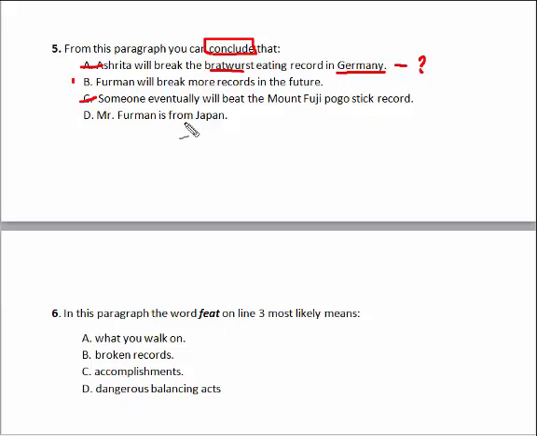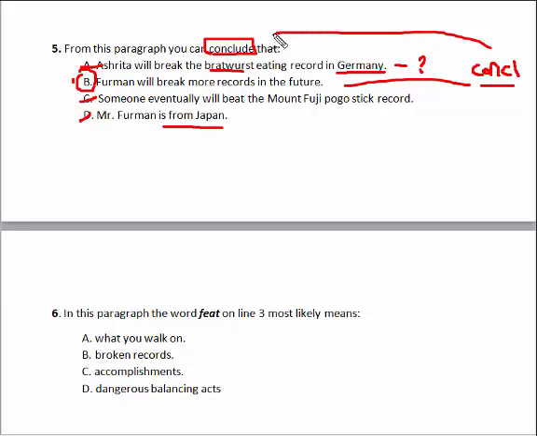And D says Mr. Furman is from Japan. You can never conclude that. B is the answer choice that is going to work the best. Why? Because it deals with the conclusion. The conclusion says it brings inner serenity. And if it brings inner serenity, that makes him feel good. And if he feels good, he's going to do it again. If he tries to attempt another record, he probably will eventually break another record. Answer choice B for problem number 5.